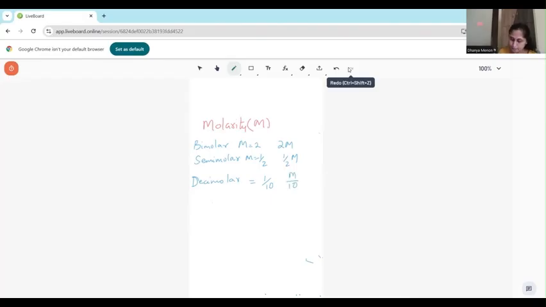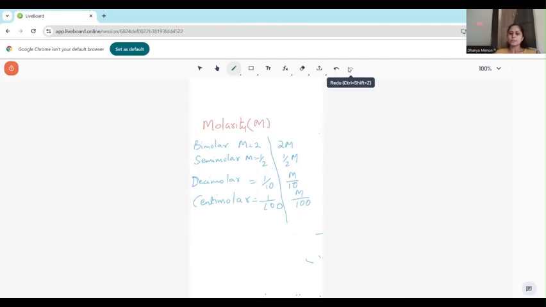Centimolar means just like centimeter. Centimolar is 1 by 100, which is represented by M by 100. So these are just a few terms that you must remember, because sometimes, instead of asking for 10 grams of a semimolar solution of so and so, if you understand semimolar, it is equal to M by 2. Okay, so you can directly use it in the sums.